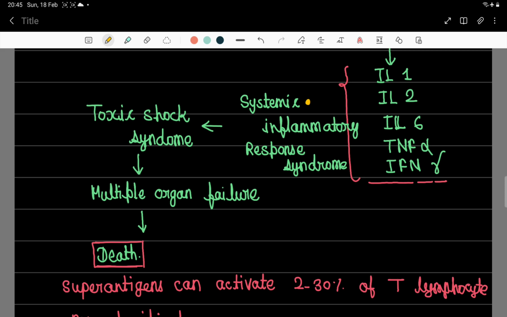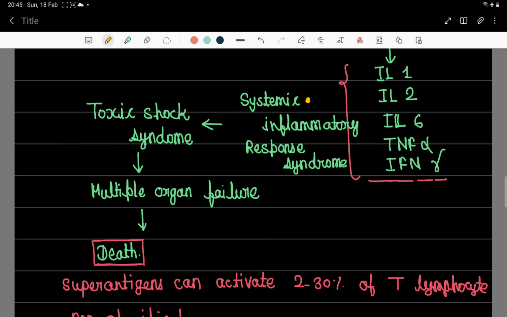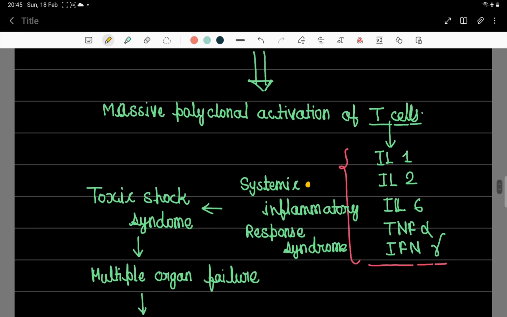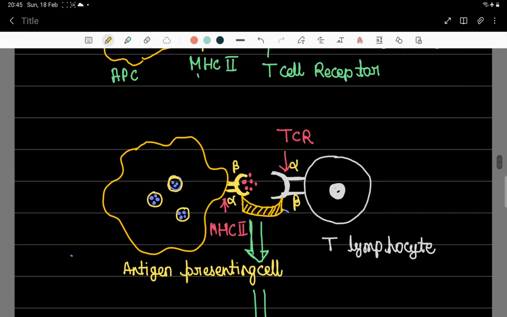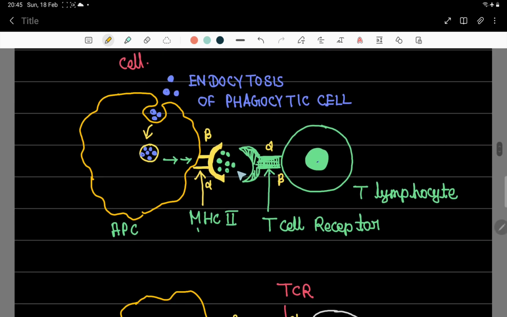That massive inflammatory response syndrome will lead to toxic shock syndrome, and it will cause multiple organ failure, and it can cause death.